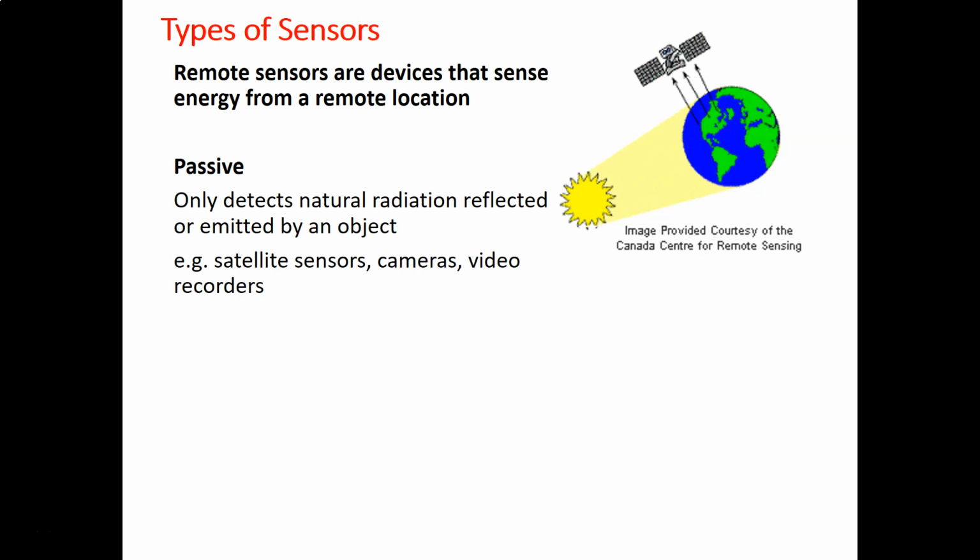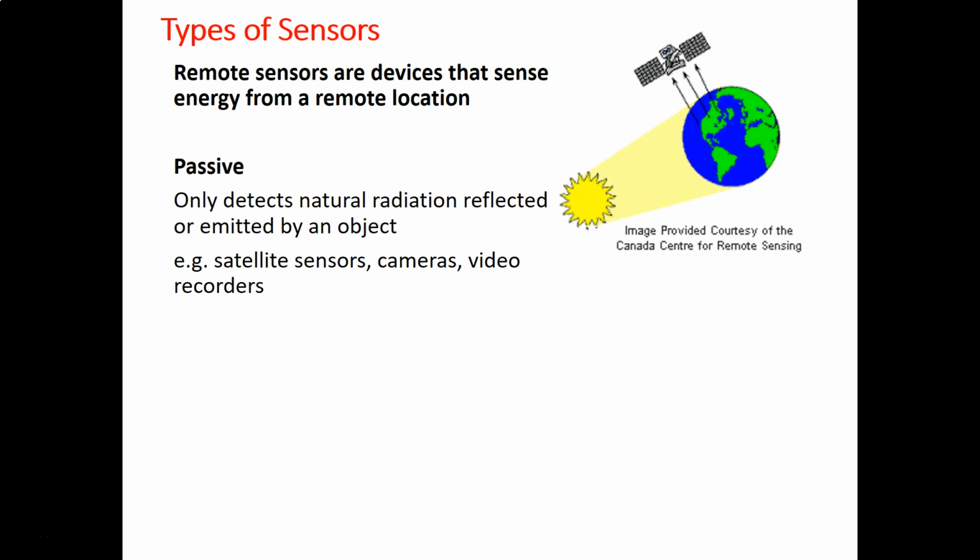Okay, let's now talk about the type of sensors. First of all, the devices that collect and create remote satellite imagery are called sensors because they sense energy that is reflected. There are two types of sensors. Those that are mostly used are called passive, meaning that they only detect natural radiation reflected or emitted by an object. So that device just records data. It doesn't send anything, okay?